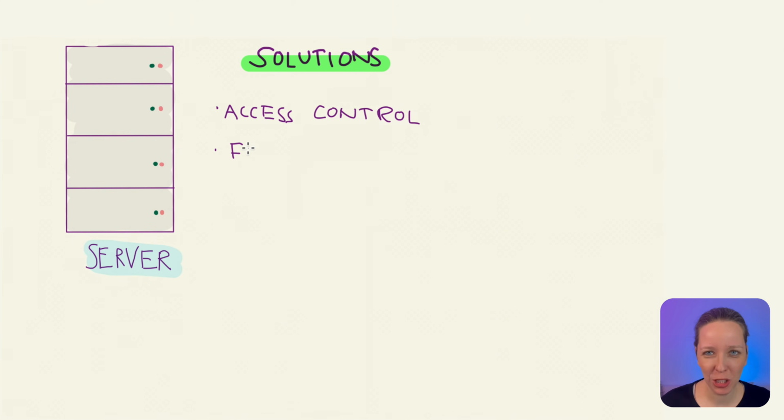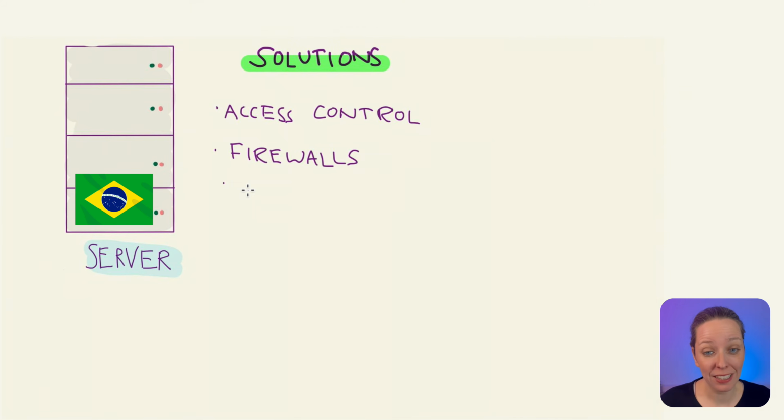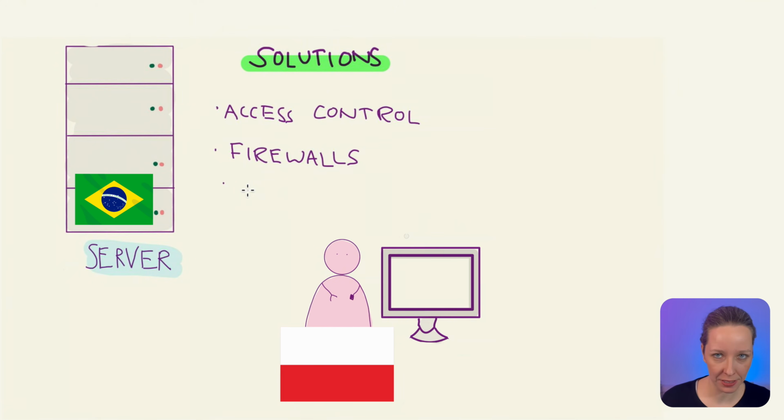Firewalls. They are like digital bouncers for unwanted traffic. For example, a hospital's firewall can be set to only allow connections from within the country. So let's say you're in a hospital in Brazil and the firewall can be configured to only allow requests from Brazil. If a user in Poland tries to access the system, the firewall blocks the request.